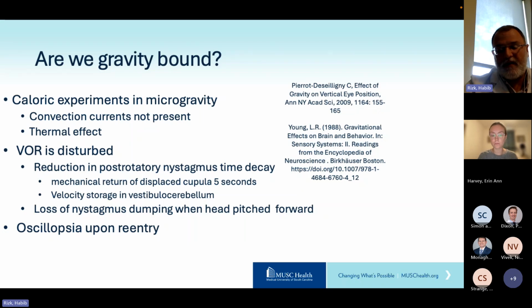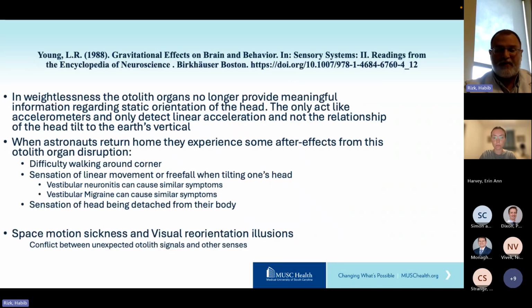Now, in order to understand the migraine and otolithic disruption, it's interesting to read the literature that is related to microgravity environments. In microgravity or zero gravity, the caloric response doesn't work very well. So the semicircular canals, which rely on convection currents that by definition require gravity because there's a density of fluid related to that, are not working very well. So the vestibular ocular reflex is disturbed in astronauts. They only rely on their otolithic system. And even the otoliths, the utricle and saccule, are no longer providing meaningful information. They only act like accelerometers and only detect linear acceleration.